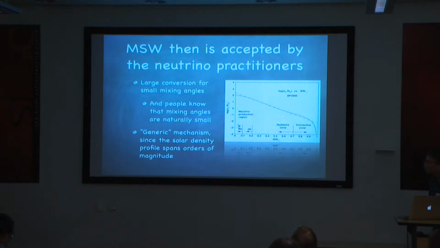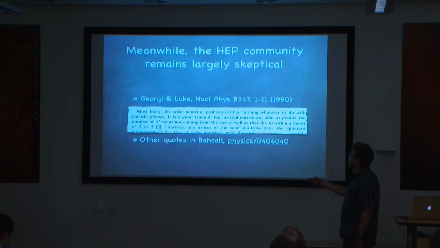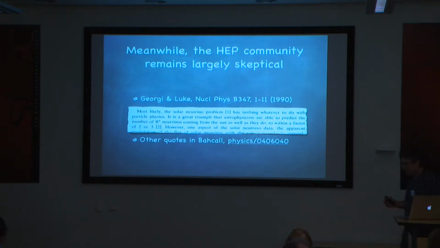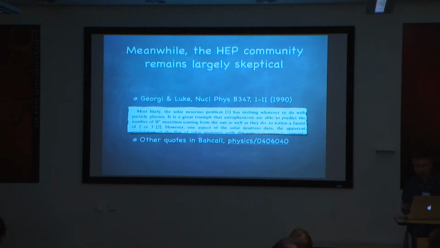Now, it's curious also to notice that the larger high energy community remained quite skeptical of this. This is an opening to the paper by Georgi and Luke in 1990, which is quite a bit more recent. It starts: most likely the solar neutrino problem has nothing whatever to do with particle physics. It is a great triumph that astrophysicists are able to predict the numbers of boron-8 neutrinos coming from the sun as well as they do, within a factor of 2 or 3. And then they say, oh, but you could have a neutrino magnetic moment, and that's interesting for a particle physicist. So the rest of the paper is on that.